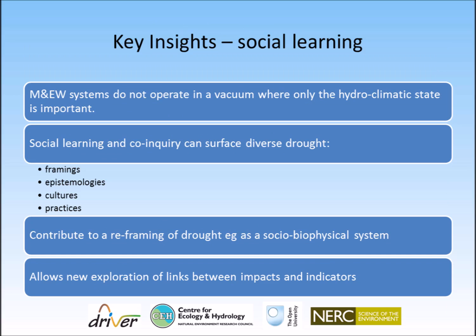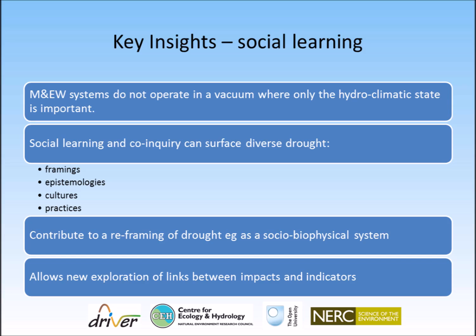From a social science point of view, I would say that this sort of learning approach is actually quite important, because the nature of the drought is so complex, and the nature of what we're trying to do is complex, that no one person or institution can possibly handle it or have the answer. So the learning approach seems to be key. This social learning allows us to explore framings, epistemologies and the cultures and different practices of the different stakeholders involved, and in so doing can contribute to a reframing of drought as more of a social-biophysical system rather than just a rainfall event or a particular kind of hydrological indicator. And in so doing it allows a much better understanding of our impacts and indicators.